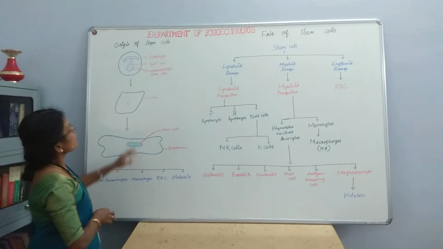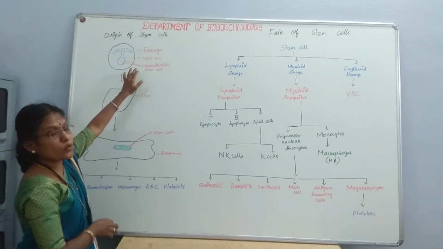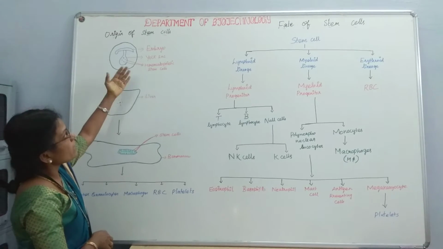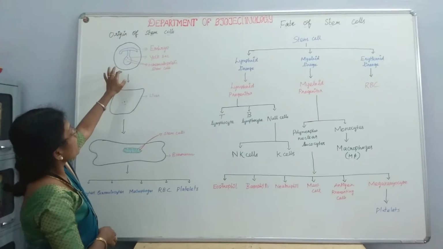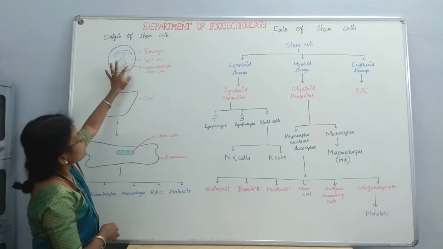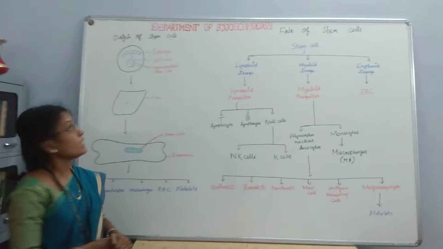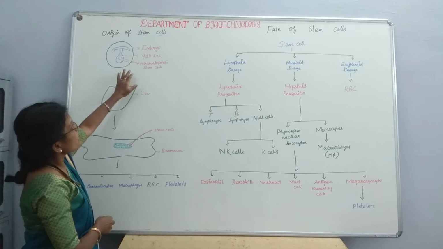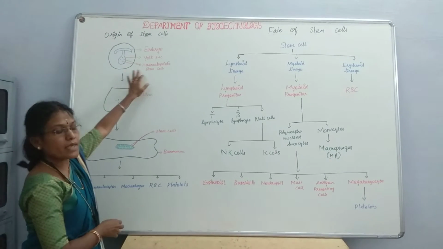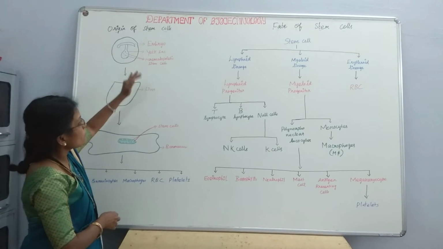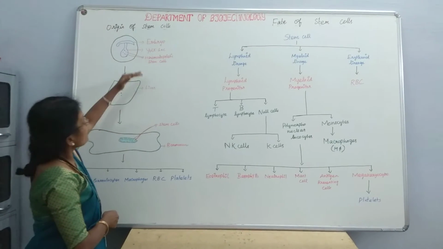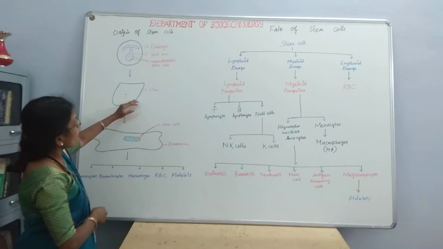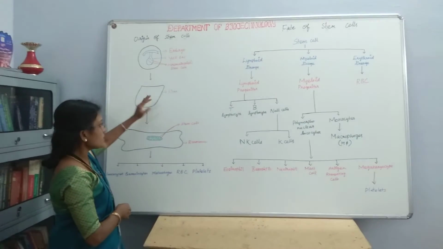Now we'll see the formation of the stem cells, which are the pluripotent and totipotent cells, from the embryo or during the development of the fetus. During the development of the fetus, the yolk sac has the capacity to form the stem cells. This process of formation of the stem cells in the yolk sac is called hematopoiesis. Later, during the development of the fetus, it shifts from the yolk sac to the liver, where hematopoiesis, or the formation of the stem cells, occurs.